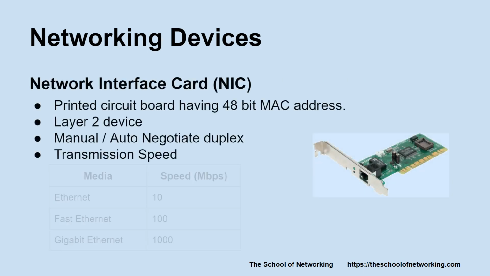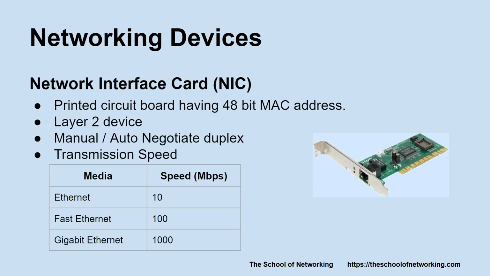So first is the network interface card. We also refer to it as NIC. This is nothing but a printed circuit board and it has a MAC address burnt into it. And this MAC address is 48-bit. At times this NIC is inbuilt in the motherboard itself. This is an example of an external NIC card which you can see in the picture here. And the NIC card is a layer 2 device as it has a MAC address.